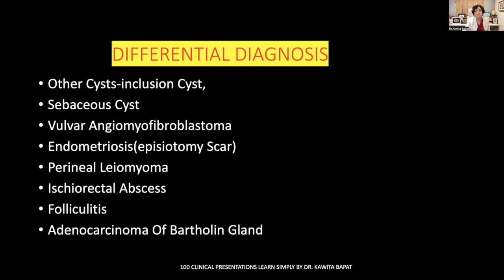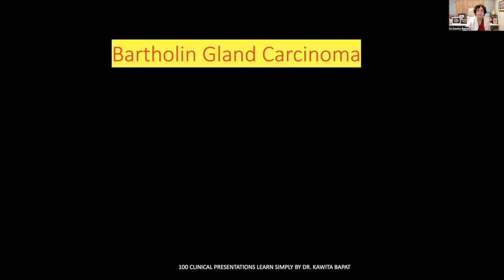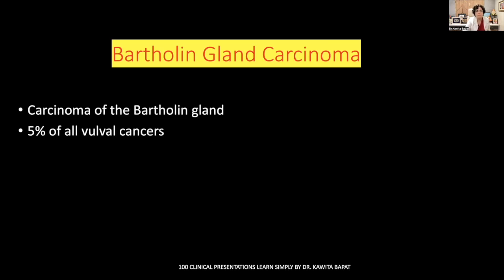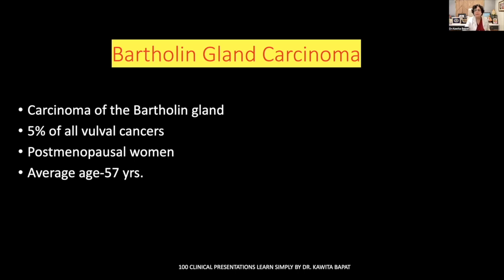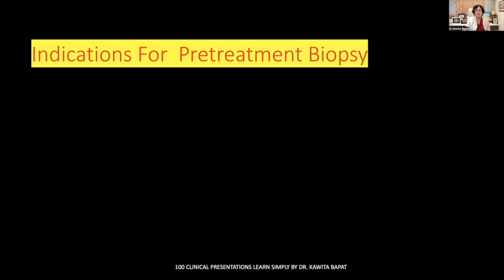We should know all the differential diagnosis points so that whenever we see a patient with a Bartholin cyst, we keep all these things in mind. Bartholin gland carcinoma is very, very uncommon. It is 5% of all vulvar cancers, mostly in postmenopausal women. The average age is 57 years. It's a solid, non-tender lump. So it's another important point.